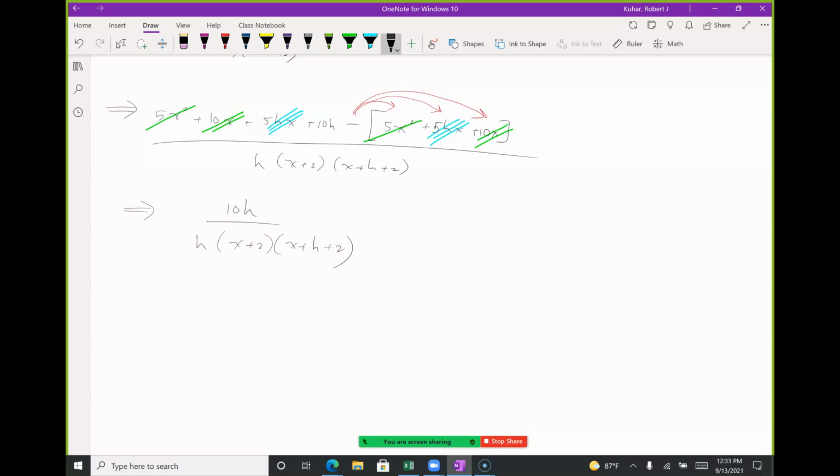So now I can clearly see that the h's will cancel, which is good. Remember, if I don't have h terms upstairs, I'm in trouble. But I do have it. I have my difference quotient now. I've got 10 over x plus 2 times the quantity x plus h plus 2. And there's the difference quotient.